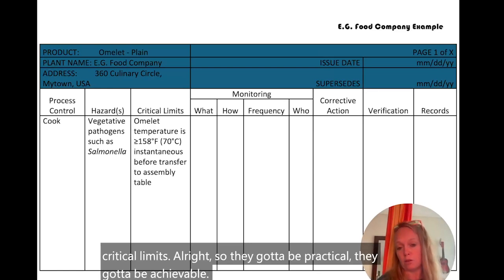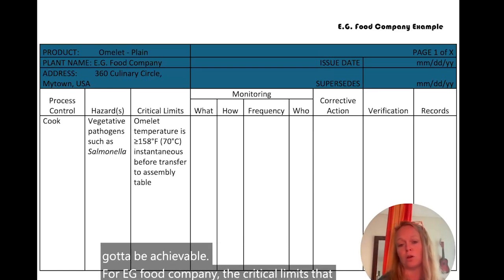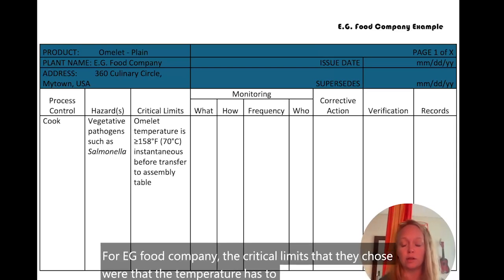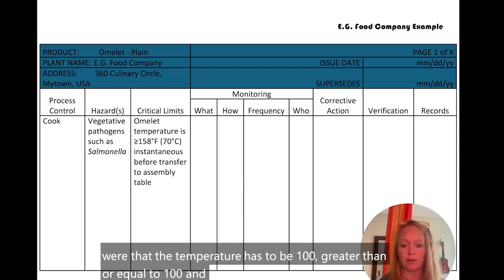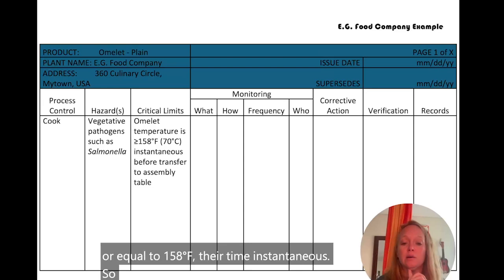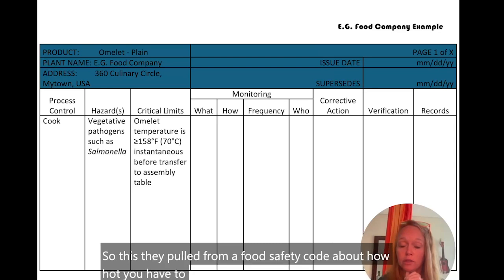For EG Food Company, the critical limits that they chose were that the temperature has to be greater than or equal to 158 degrees Fahrenheit. Their time, instantaneous. So this, they pulled from a food safety code about how hot you have to cook egg for it to be safe.